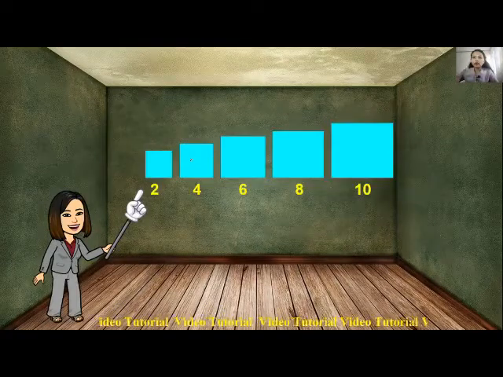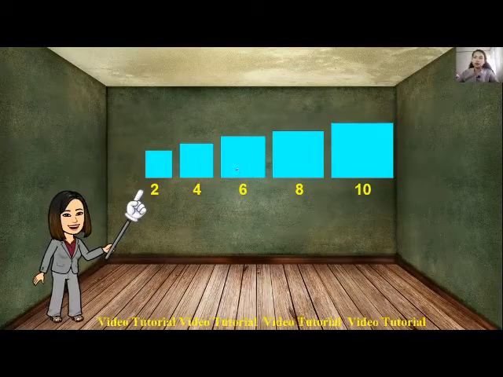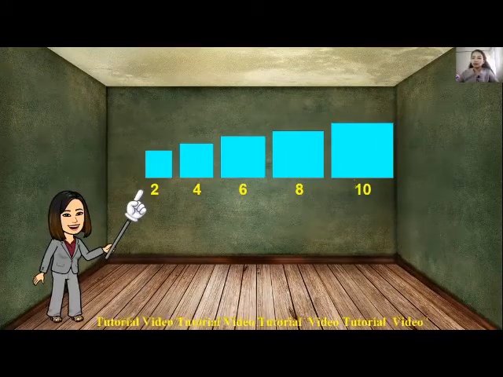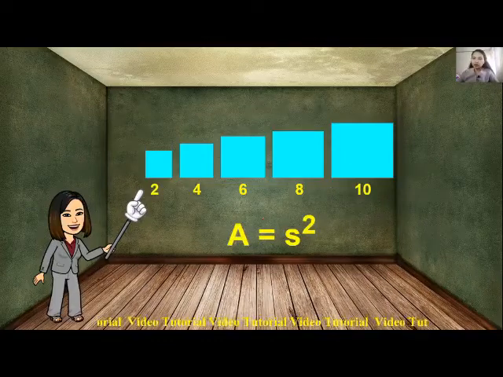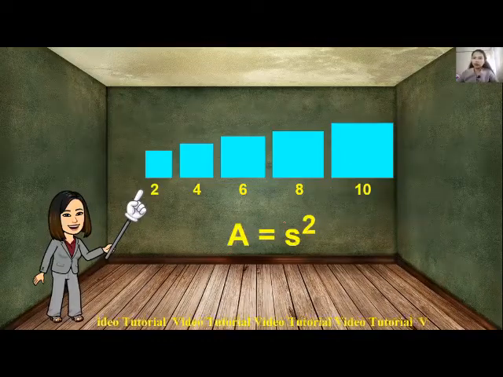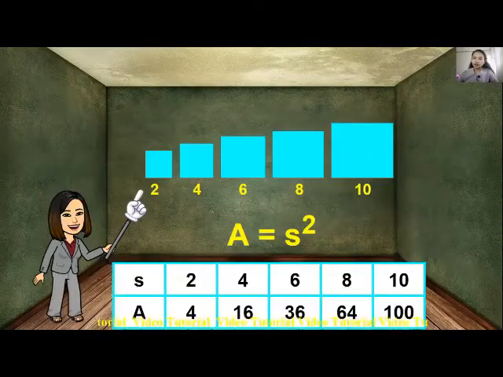So here are the 5 square tiles with 5 different sizes. One is 2 by 2, the other one is 4 by 4, the third one is 6 by 6, and then we have 8 by 8, and the biggest one we have 10 by 10. For us to find the area of the squares, we have to use our formula. The formula is A equals s squared. This is true to all the area of the squares. So let us find out all the areas.